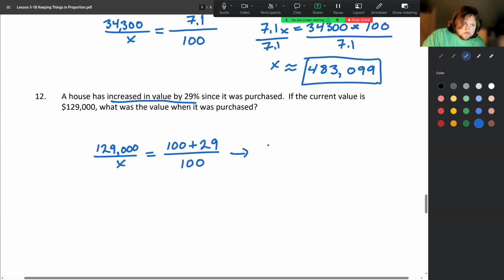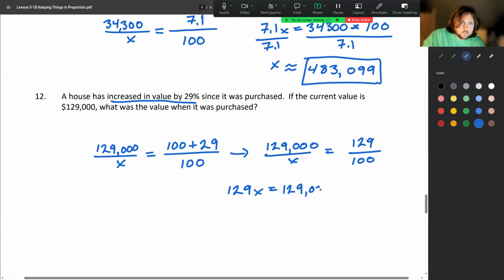Okay, so we can simplify the right-hand side a little bit before we start multiplying stuff. Okay, so cross multiply that, we have 129x is equal to 129,000 times 100. Divide both sides by the 129. Okay, so then I get x is equal to 100,000. Okay, and I'll just slap a dollar sign on that.